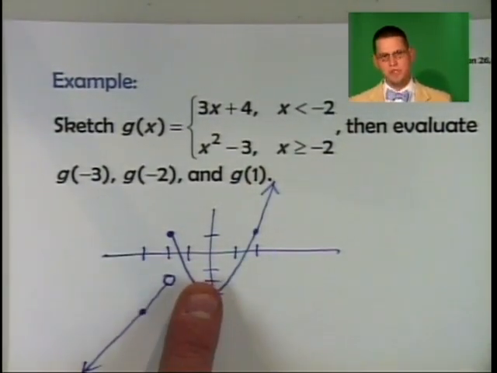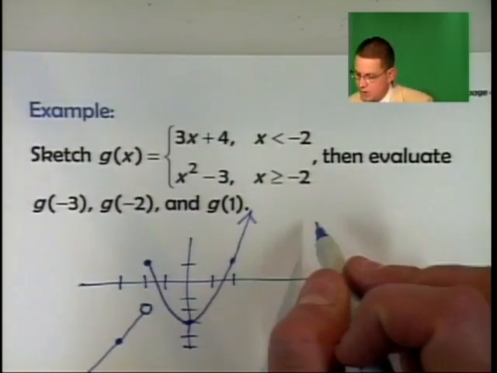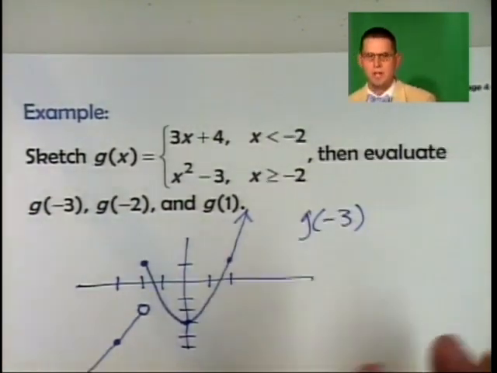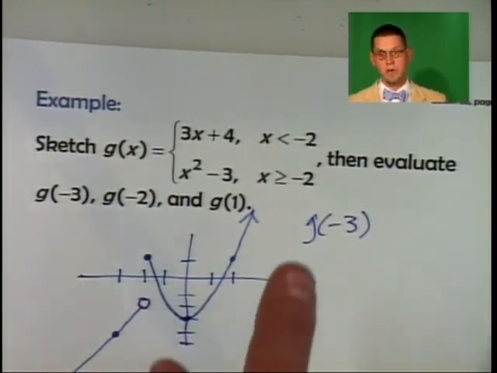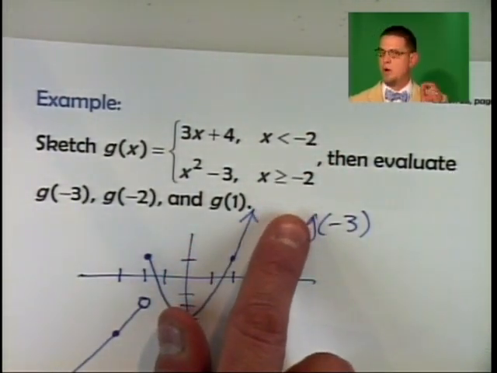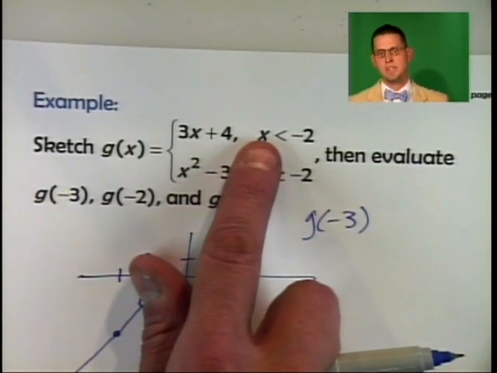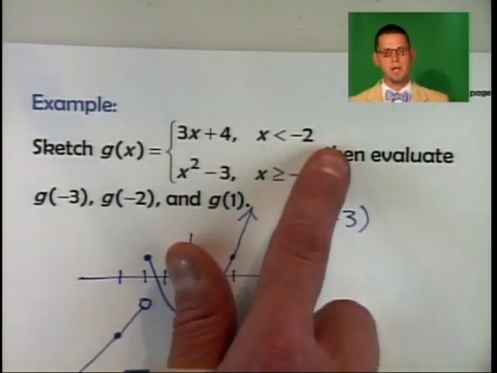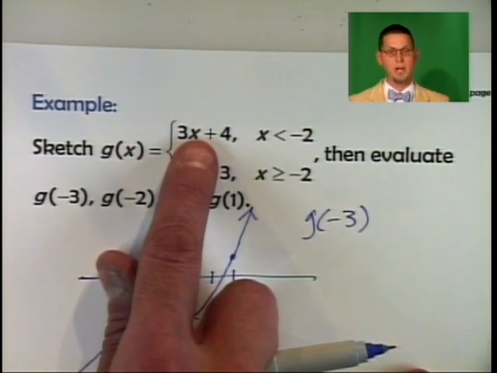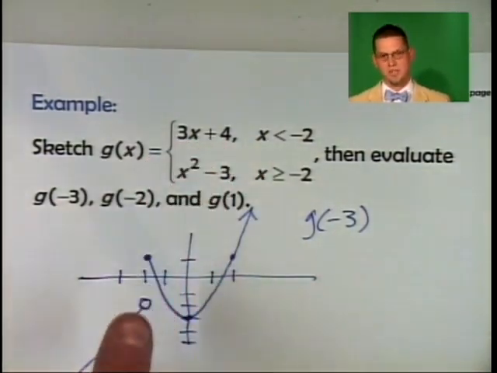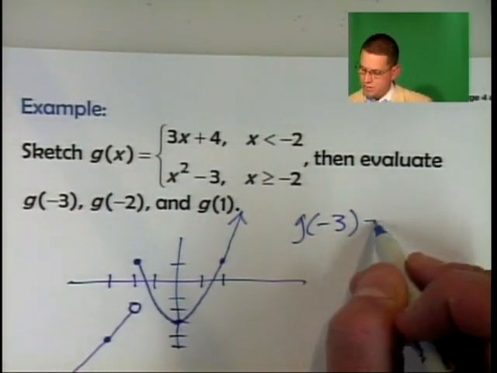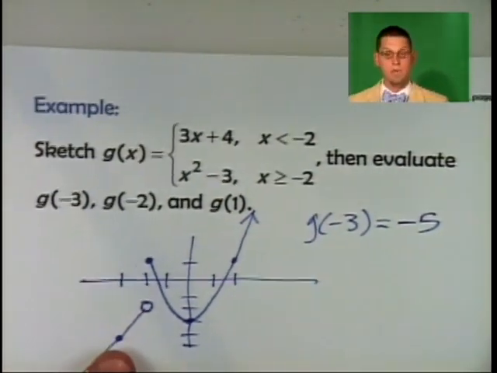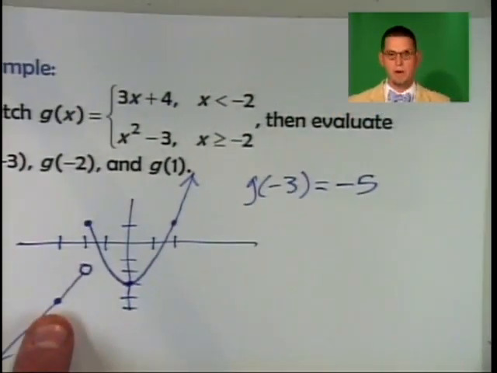Okay, now let's use this function to evaluate g of negative 3. How do we evaluate g of negative 3? Well, typically we plug it in, but notice I have 2 different pieces, so I have to know which piece I'm using. This says use the top piece everywhere to the left of negative 2. Well, negative 3 is to the left of negative 2, so I plug it in. Negative 3 squared is negative 9, plus 4 is negative 5. And I've already evaluated that. I evaluated that right here.